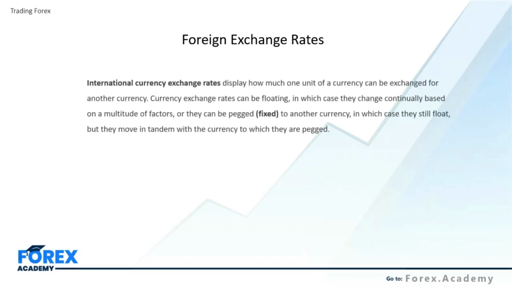Foreign exchange rates, what are they? Well, international currency exchange rates display how much one unit of a currency can be exchanged for one other. So very simple. Obviously, if you're looking to trade the euro against the dollar, it'll be representative of how much 1 euro is actually worth against the dollar. Currency exchange rates can be floating, in which case they change continually based on a multitude of factors, or they can be pegged, otherwise known as fixed, to another currency, in which case they still float, but they move in tandem with the currency to which they are pegged.